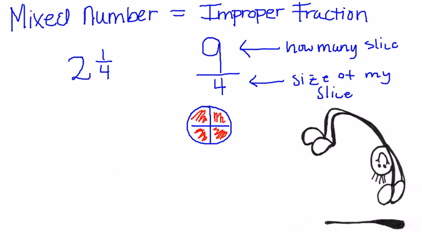Exactly. I'm going to draw another pizza pie. And guess what I'm going to cut it into? Remember, the bottom number tells us what size pieces. So I'm going to cut that in fourths too. And I'm going to shade that in. And when I do, now how many total fourths do I have? Well, I have 1, 2, 3, 4, 5, 6, 7, 8.